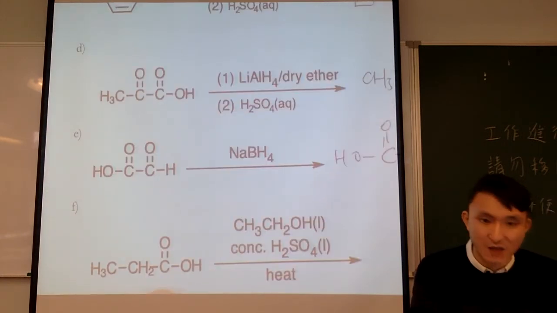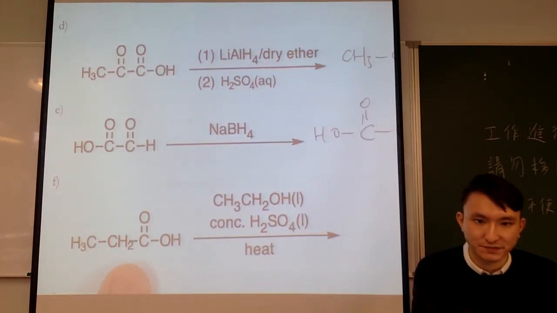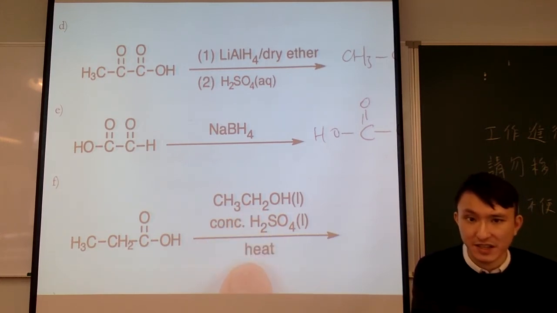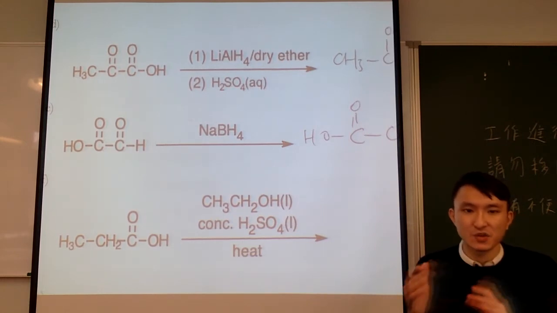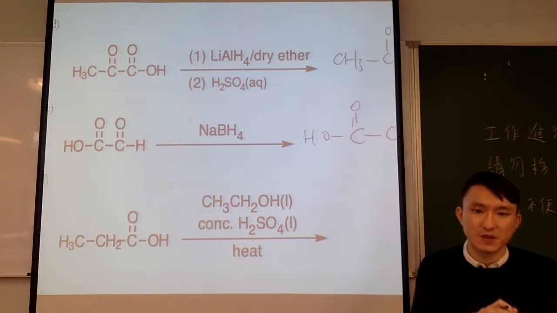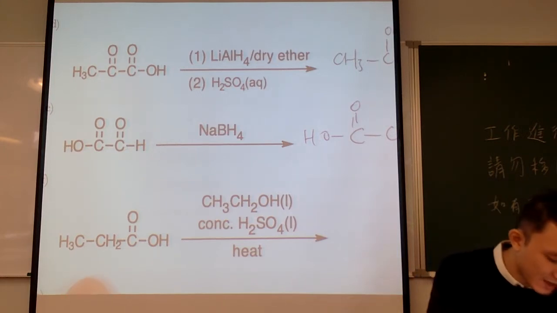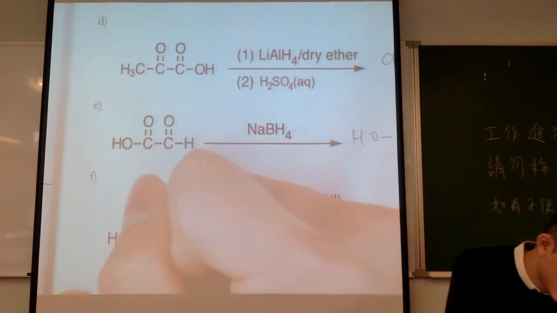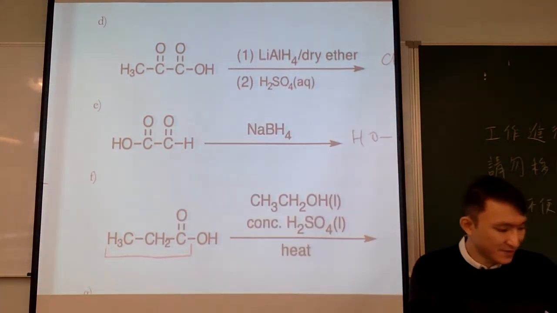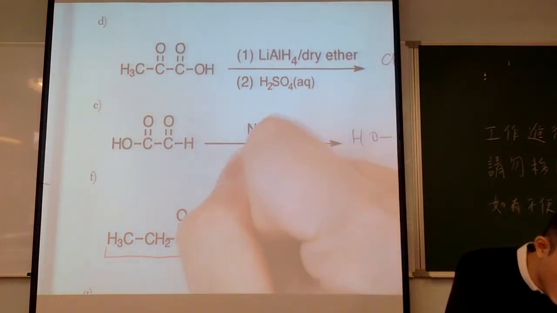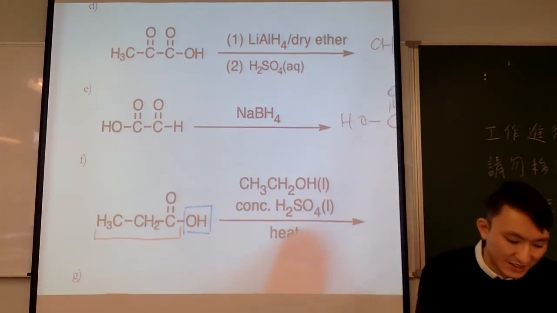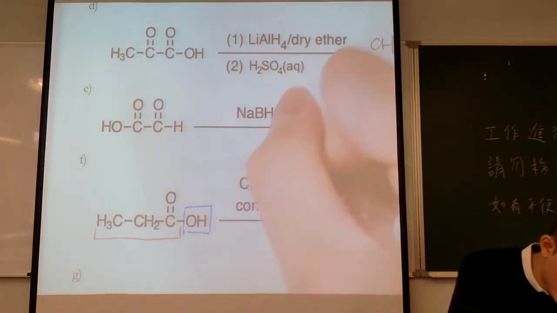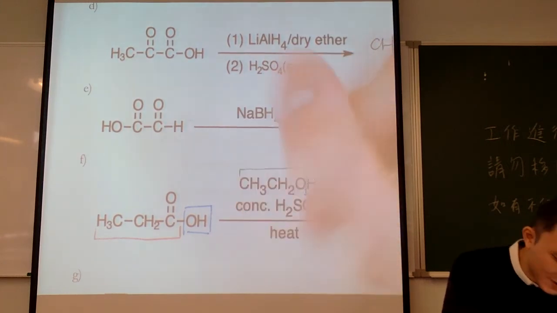Now this one, we have propanoic acid, and then we have alcohol, concentrated acid, heat, that is hinting towards esterification. So here, let me show you. Now, this part will be the acid part, and like I said, the acid will provide the OH, the alcohol will provide the H, right? And then this part will be the alcohol, okay?